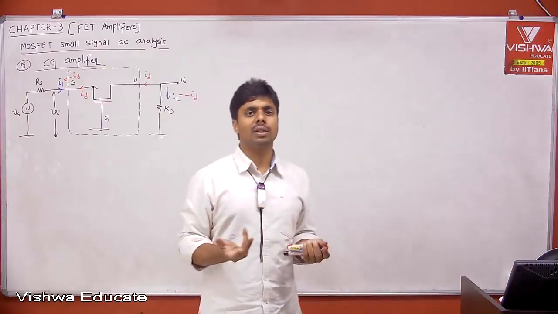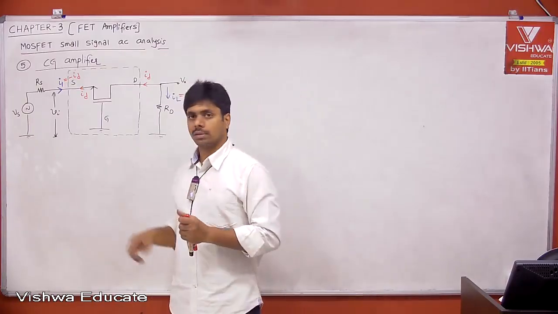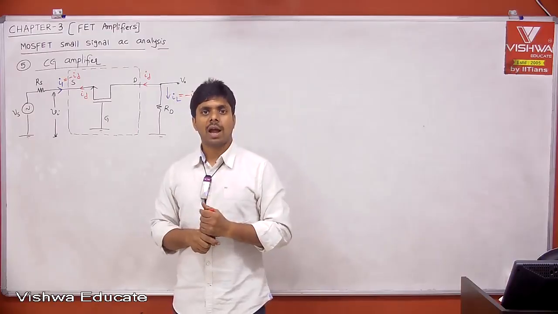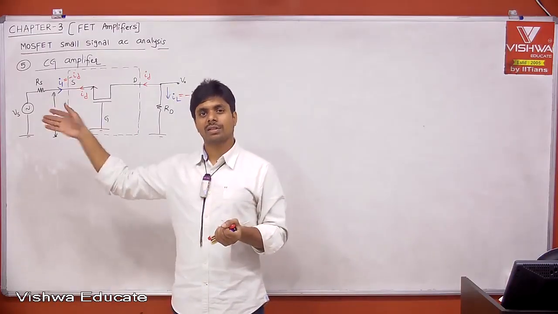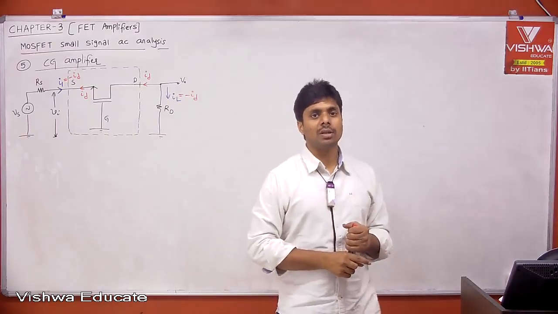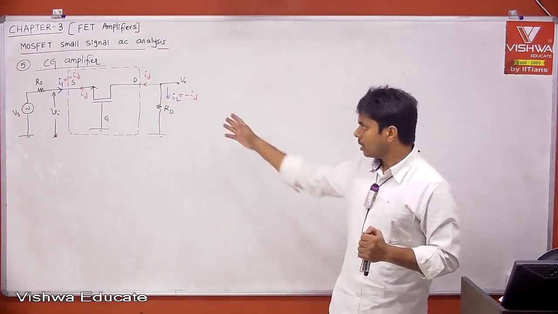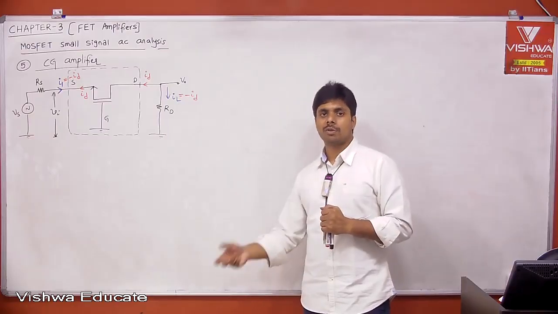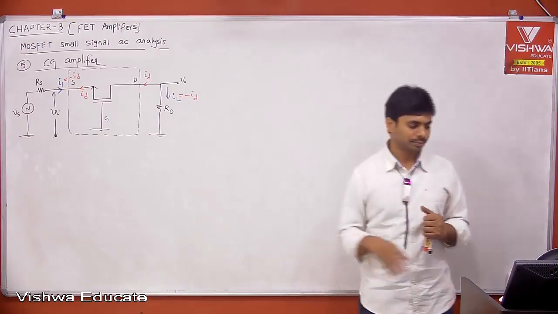Now, in this case, remember, we need to calculate all 4 AC parameters. Input impedance is not infinity because input is not at gate. Only gate current is 0, not drain current, not source current. And current gain is defined because input current is there, output current is there. Therefore, we need to calculate all 4 AC parameters for the common gate amplifier. Write this. Now, let's calculate all 4 AC parameters: current gain, input impedance, output impedance, and voltage gain. Take it.